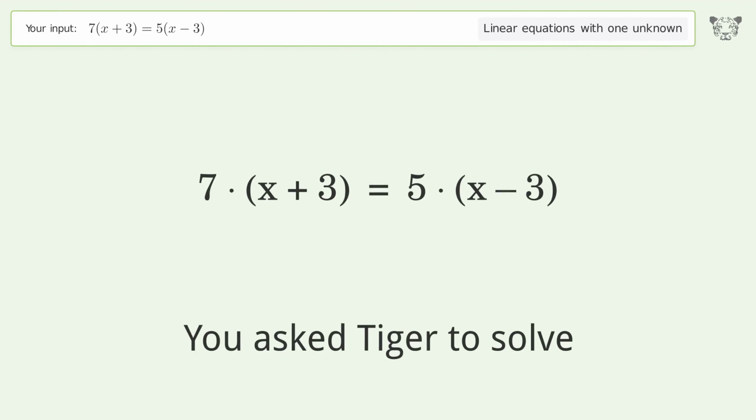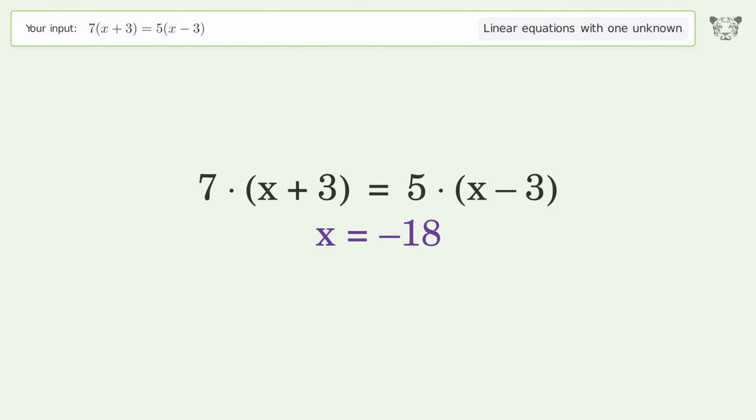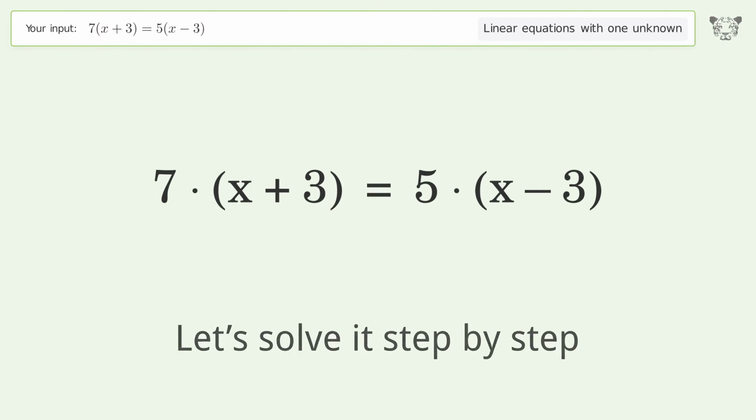You ask Tiger to solve this. It deals with linear equations with one unknown. The final result is x equals -18. Let's solve it step by step.